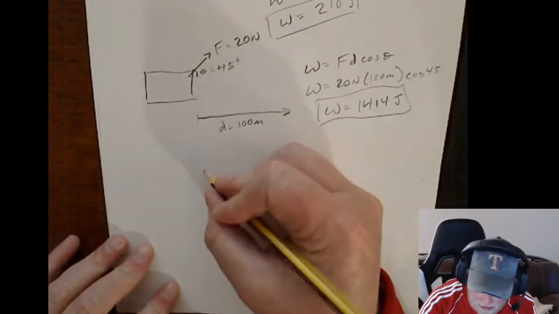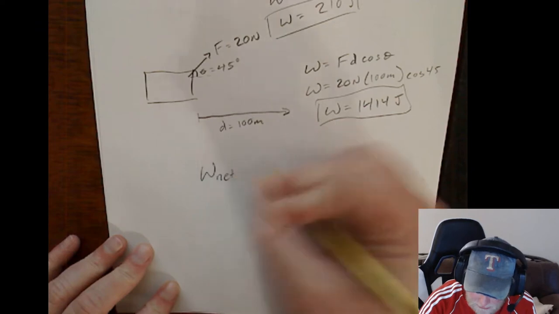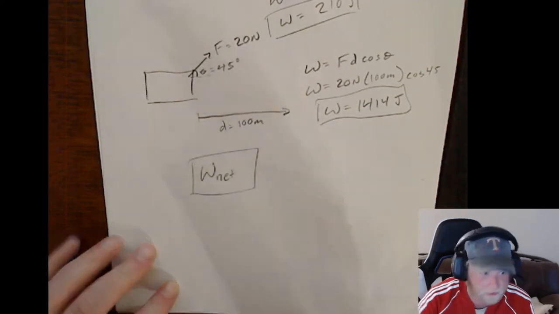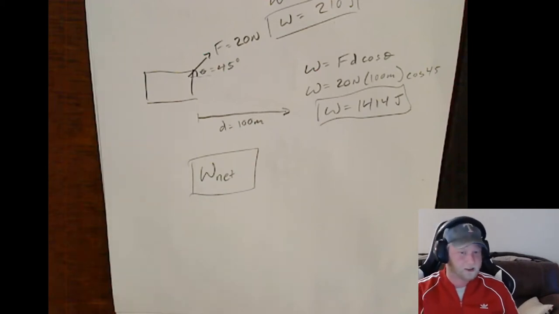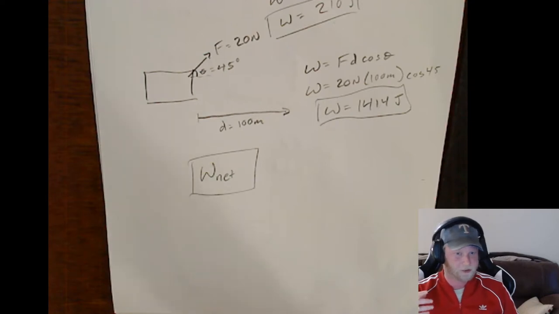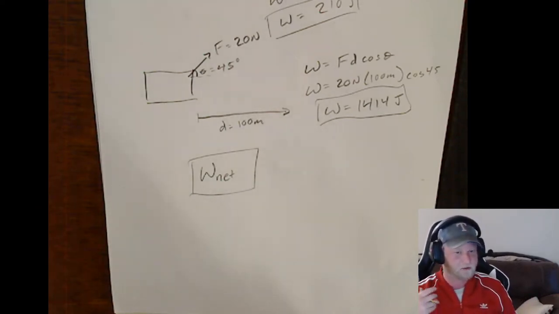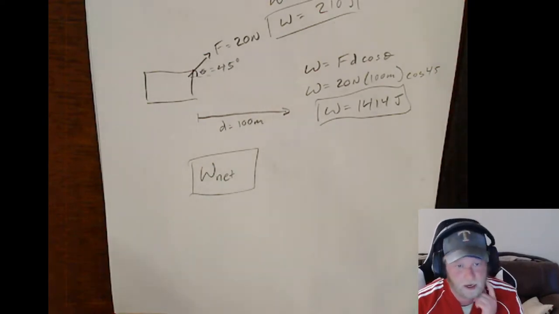And the combination of all of those forces would be what we call your net work, right? So if we're talking about Sarah pushing the crate across the floor, the combination of the work that she does pushing on the crate and the work done by friction opposing the motion of the crate, those two would combine into an overall net work. All right.